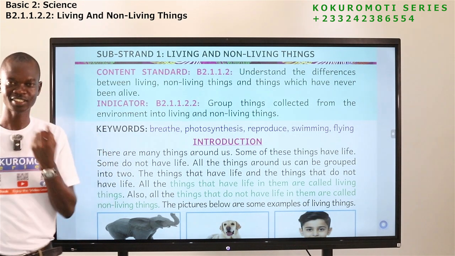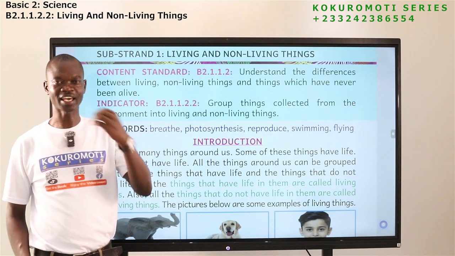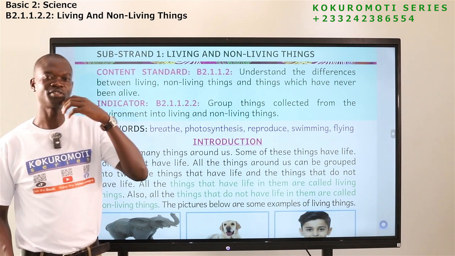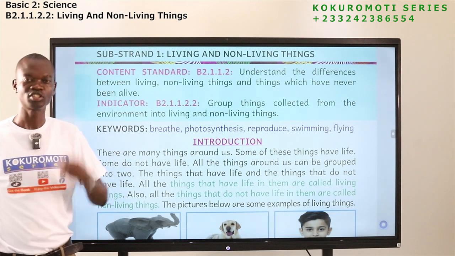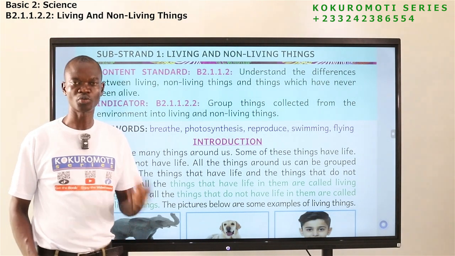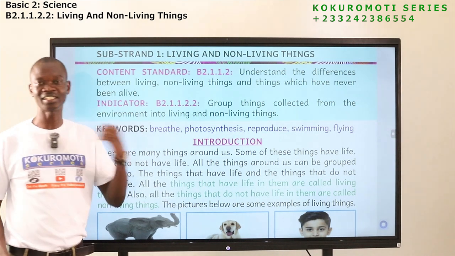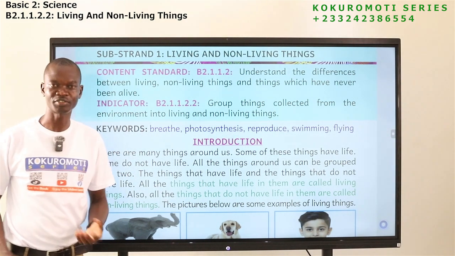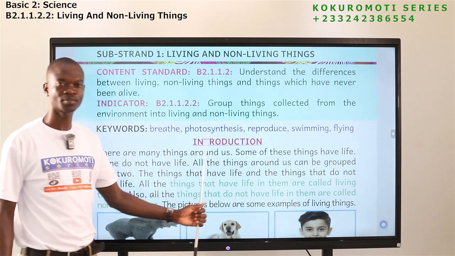We use our nose to breathe. We take in air through the nose, and we bring air out from the body through the nose. So breathing means taking in air and giving out air.